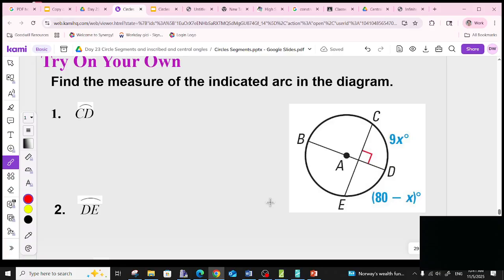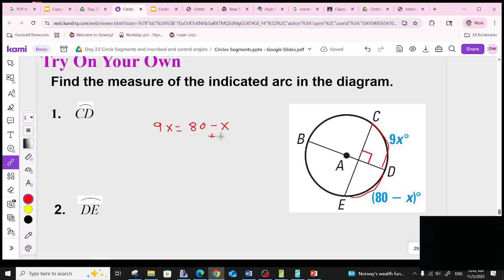Now, it also says that it not only cuts the segment in half, but also the arcs that it intersects on the outside. This is an arc, okay? This is what we call an arc. So these two would end up being equal. So 9x would equal 80 minus x.